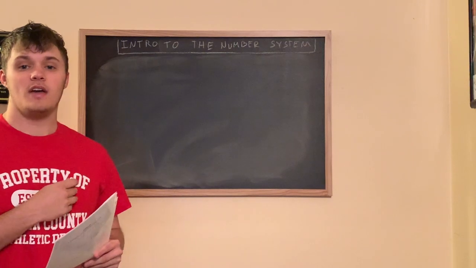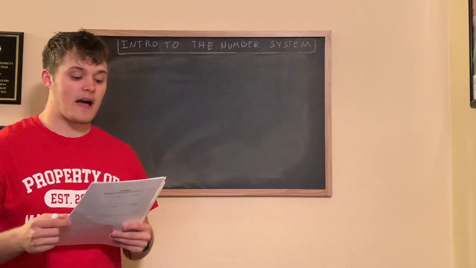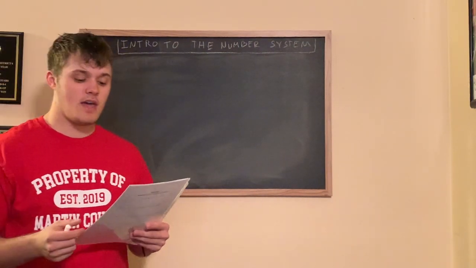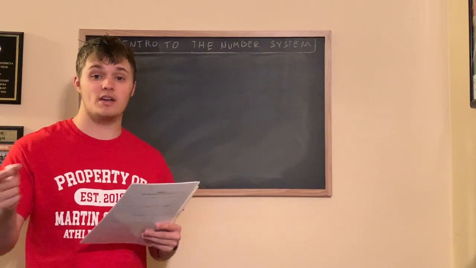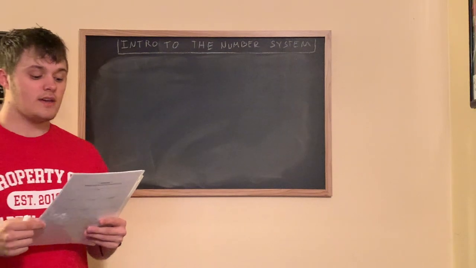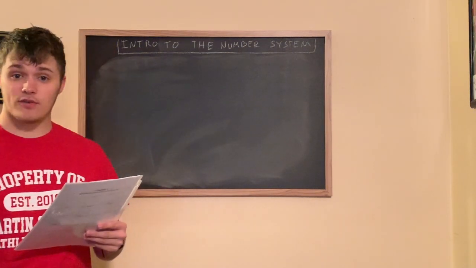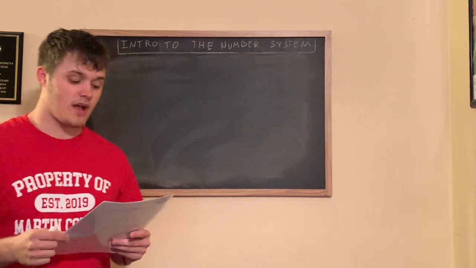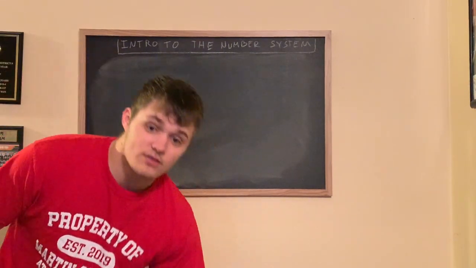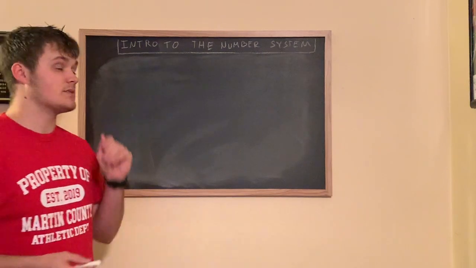I'm Mr. Hager, and today our learning target is I can define the different types of numbers and I can identify rational and irrational numbers. Okay, so the objective for you guys will be students will be able to define different types of numbers and identify whether those numbers are irrational and rational. Okay, so we'll go ahead and start with our Introduction to the Number System lesson.